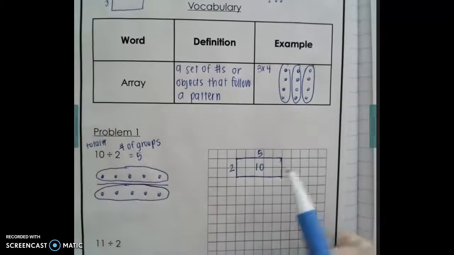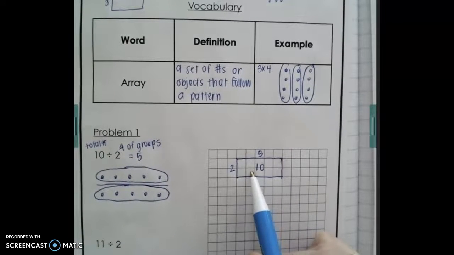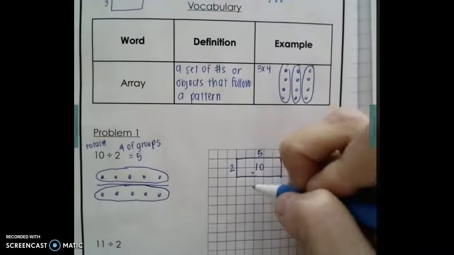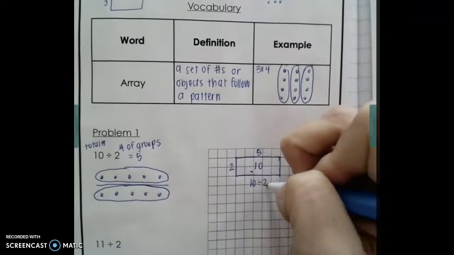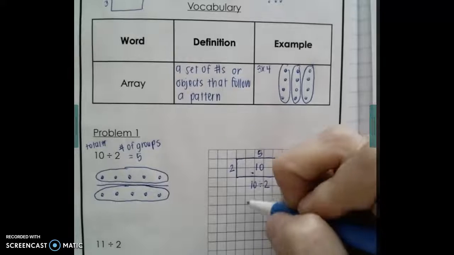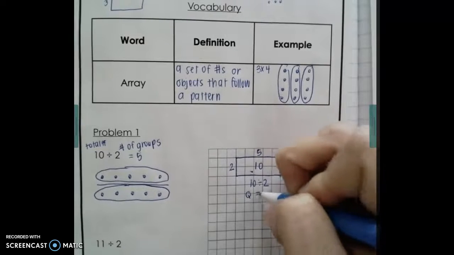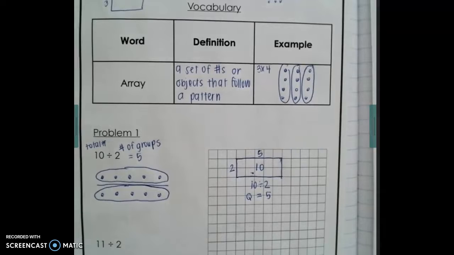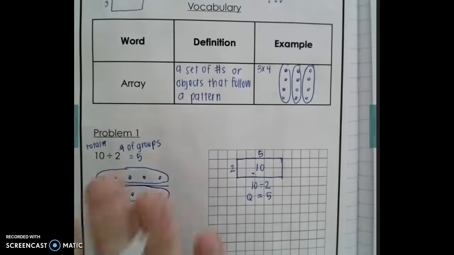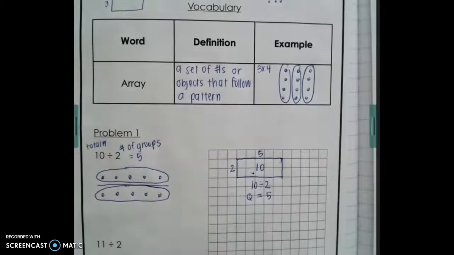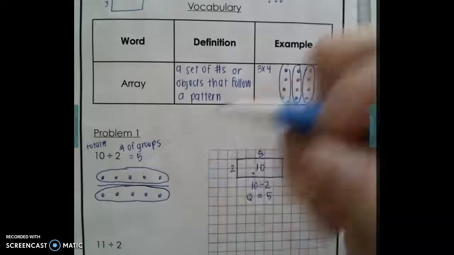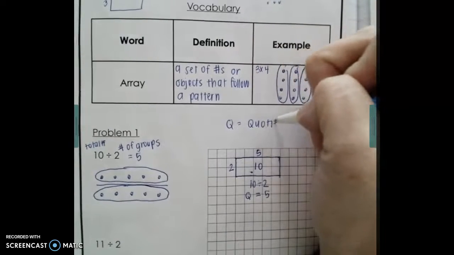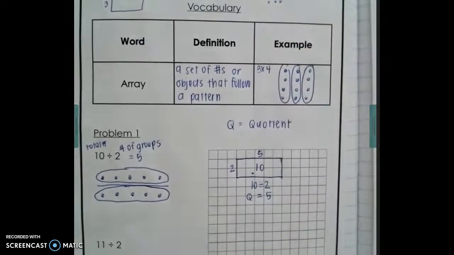So this is showing that if I have an area of 10, and I'm putting them in 2 rows, then I should have 5 as my length. So 10 divided by 2, and our answer, which we call a quotient for a division problem, is going to be 5. Okay, so here's what our arrays are going to look like, and here's what our area models are going to look like. Q equals quotient. That's what we call an answer to a division problem: a quotient.